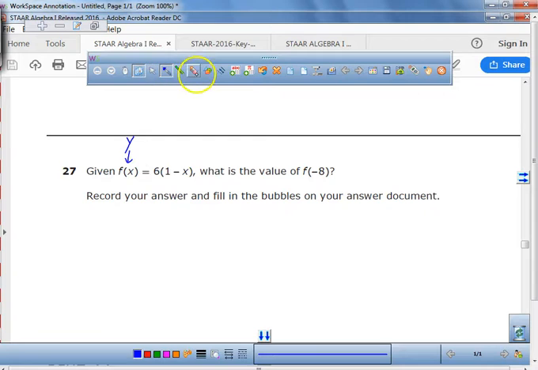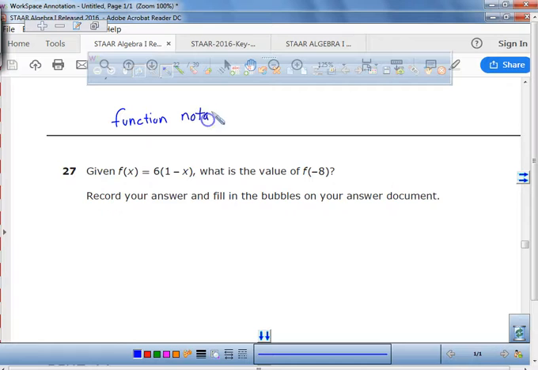By the way, anytime you see f of x, don't get intimidated. They're just using what's called function notation. So anytime you see function notation, do not be intimidated. It just means y equals, okay? So if I say f of 1, what am I plugging in for x? I'm plugging in a 1. If I say f of 4, what am I plugging in for x? I'm plugging in a 4.